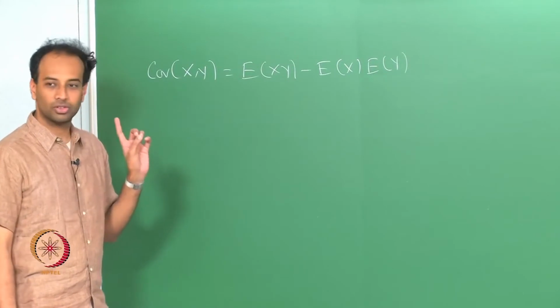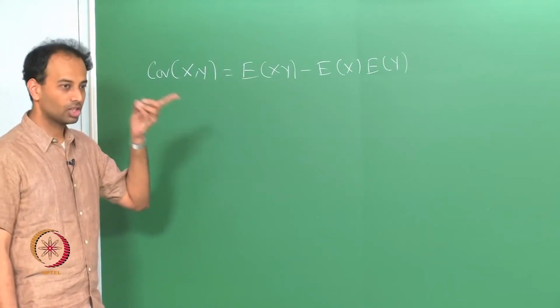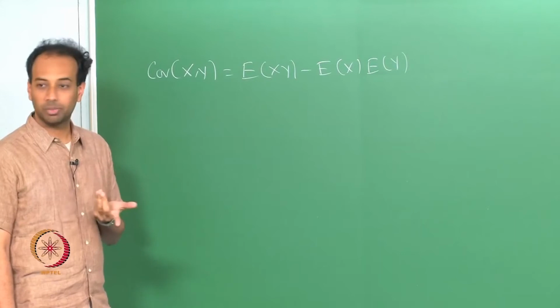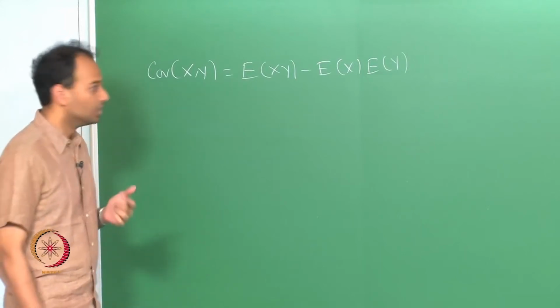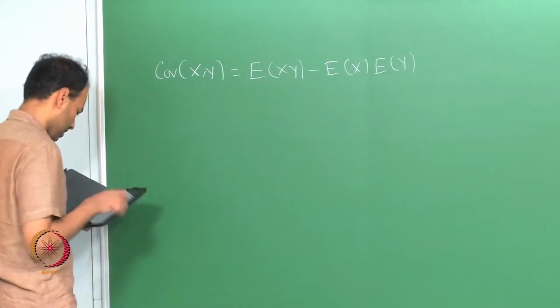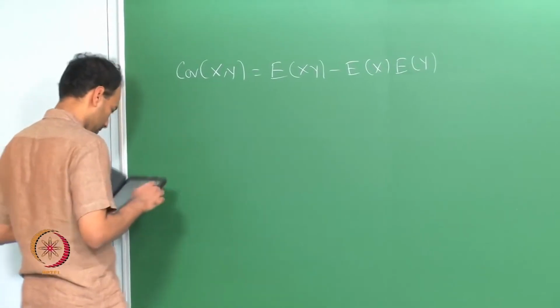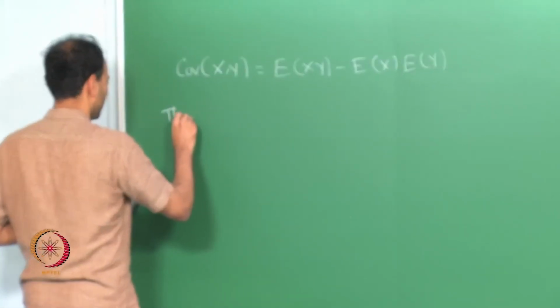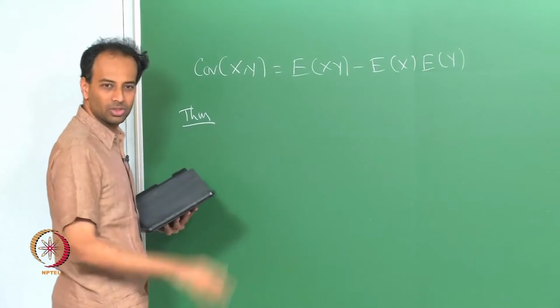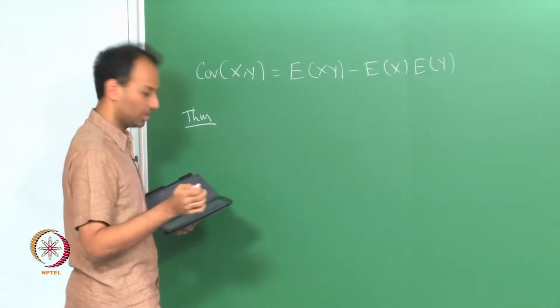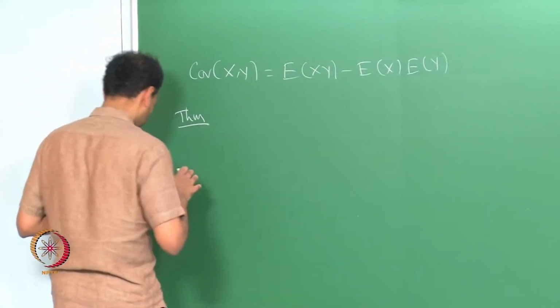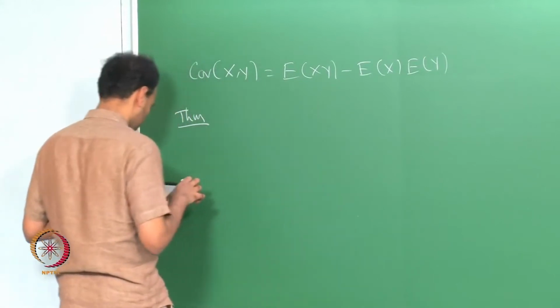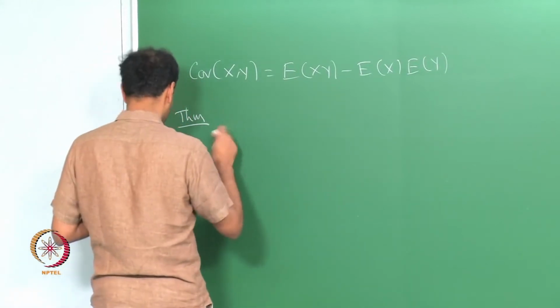But the converse of course is not true. We gave an example: uncorrelated random variables may be dependent, they need not be independent. I think I did not state the theorem very precisely, so I will state it more precisely today. You take this statement rather than the previous one. I was in the middle of the proof, but let me state the theorem properly.